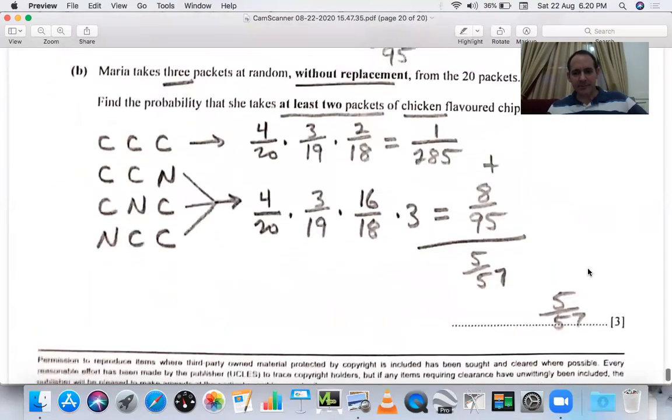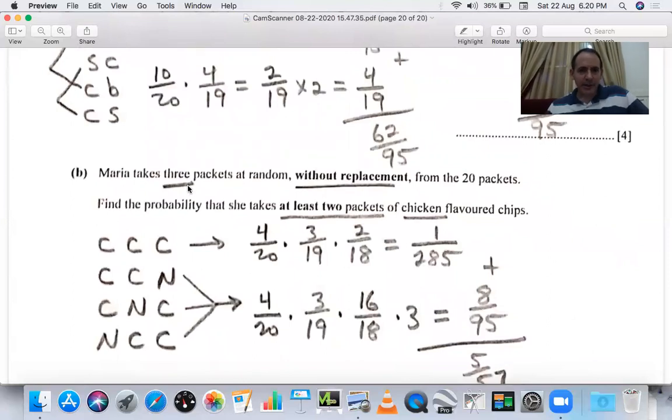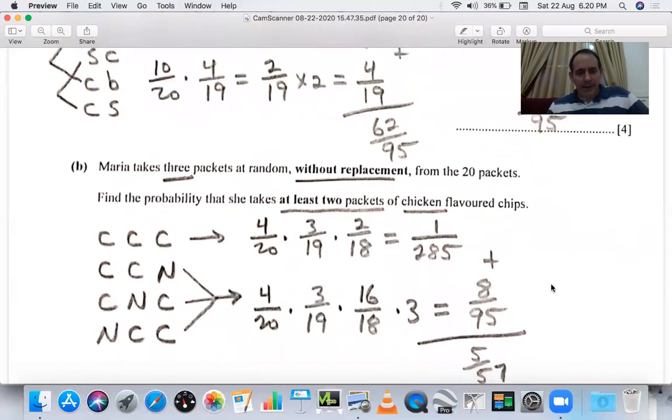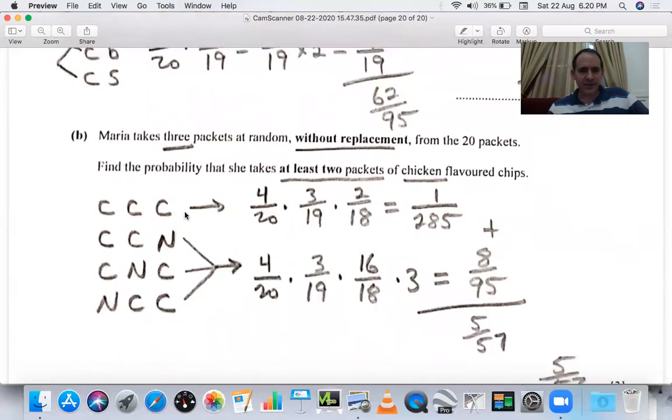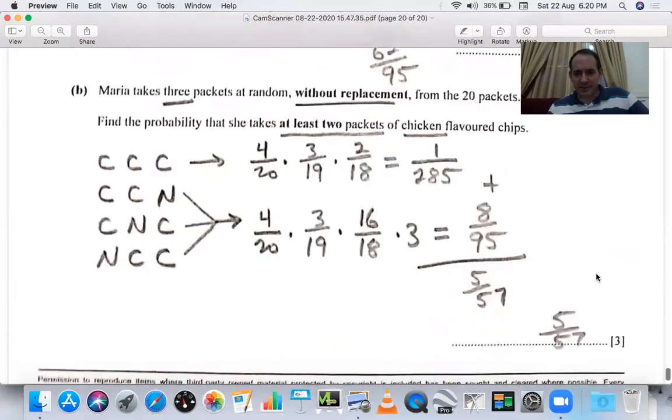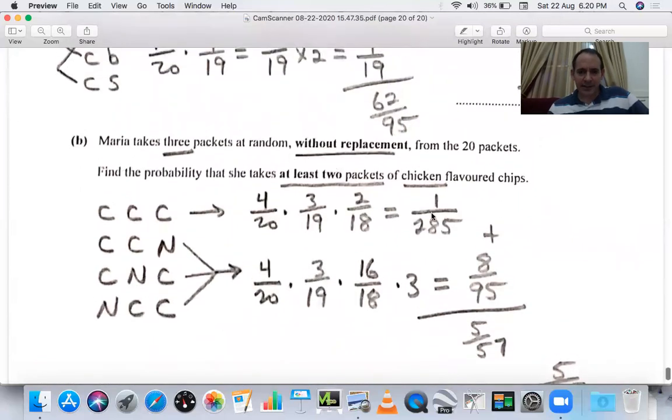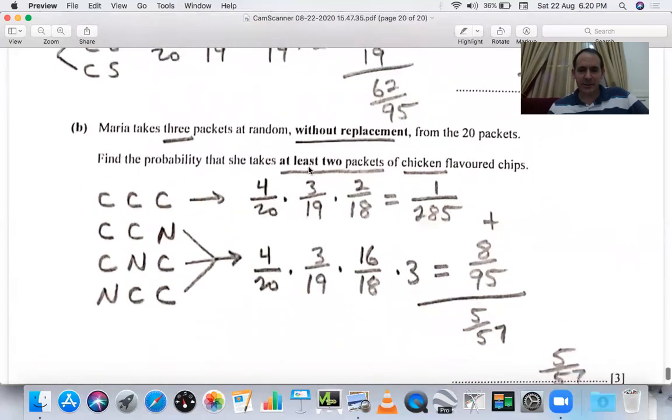Then here at the very end, Maria takes 3 packets without replacement. Find the probability that she takes at least 2 chicken packets. There's a couple of ways of doing this. This is the way that I did it. Like I said, there's more than one way to do it. If there's at least 2 packets, it means there can be 2 or more. So that means all of them could be chicken: chicken, chicken, chicken.